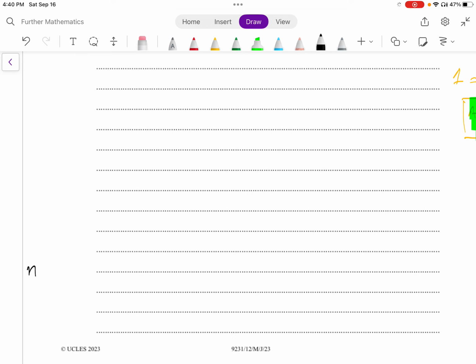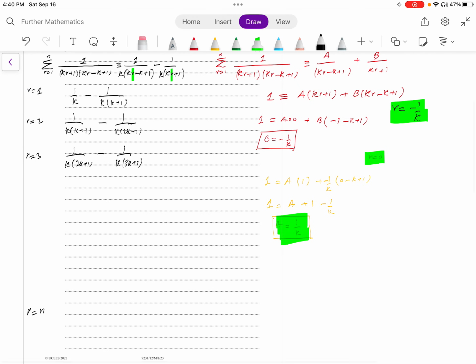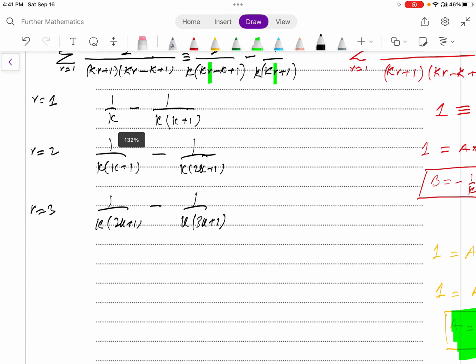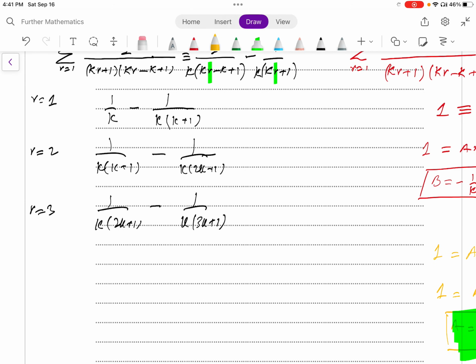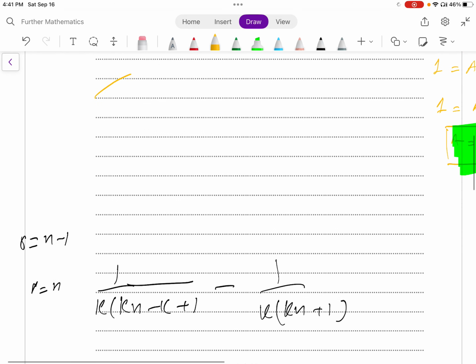When we plug in r equals n, we get 1 over k times (kn minus k plus 1) minus 1 over k times (kn plus 1). You can plug in more r values to verify, but I think we get the pattern here. We see that these terms are being cancelled. These are similar terms, so this will be cancelled with its next, and now this new one will be cancelled with its next.